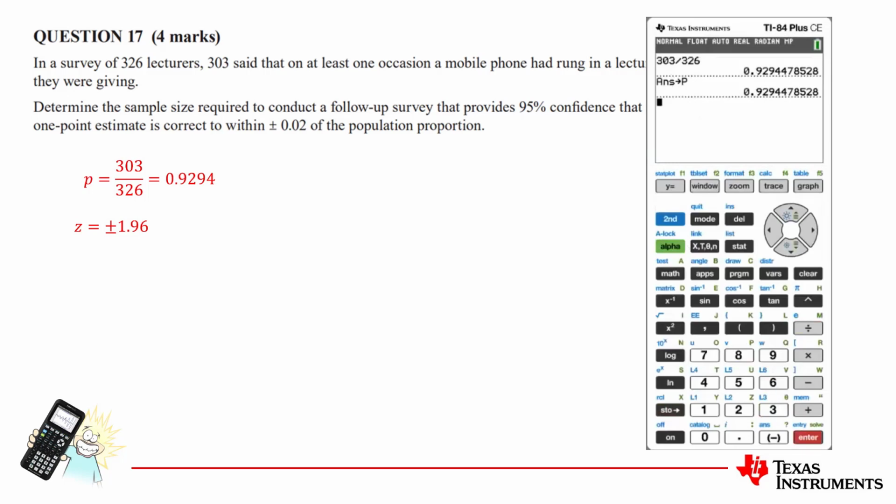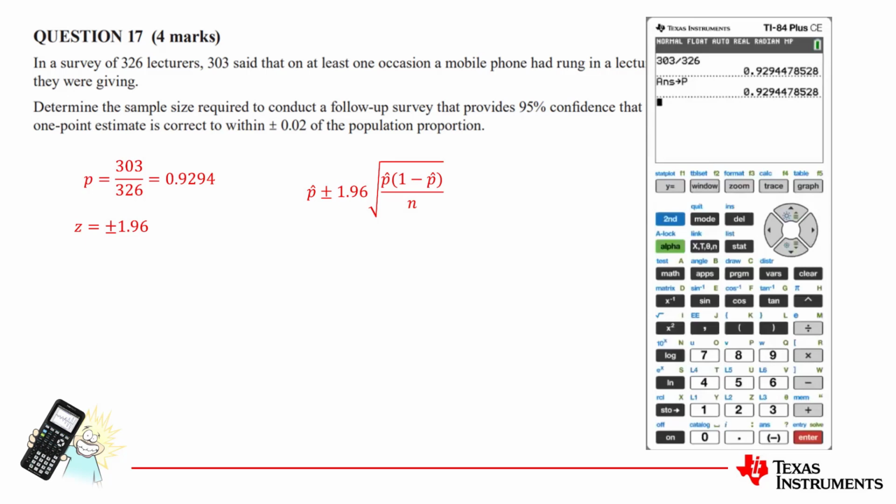From here, we're wanting to determine sample size. So we know what our Z-score is, and we know we're doing a 95% confidence interval. So we can use our confidence interval formula, which is our population proportion, plus or minus 1.96 times the square root of that same proportion, 1 minus P over N. We want to solve for N.